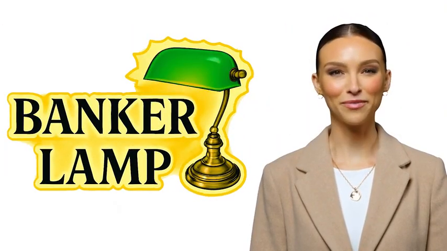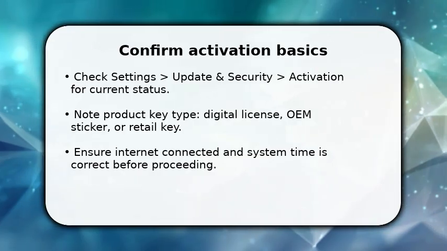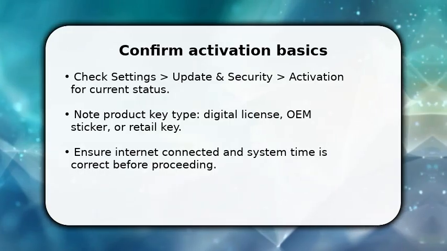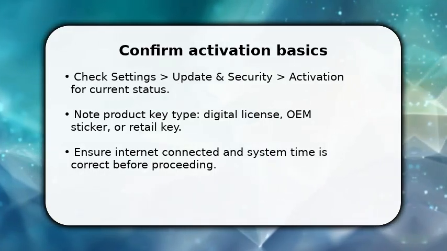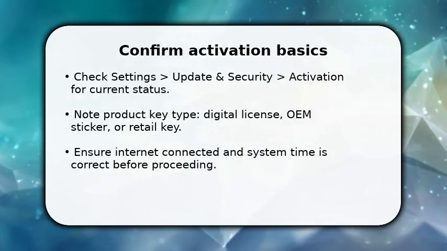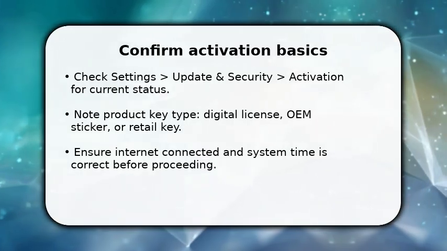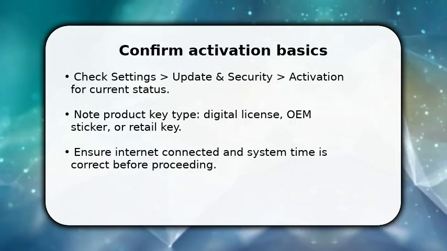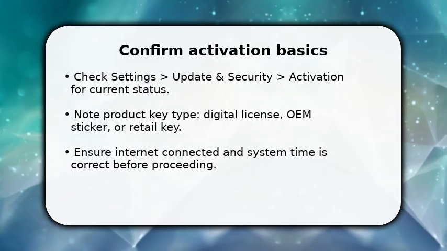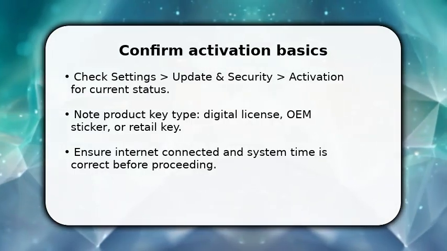Please enjoy the video. You begin by confirming the core facts. Open Settings, go to Update and Security, then Activation to read the exact error. Once done, note whether you have a digital license linked to your Microsoft account, an OEM key on a sticker, or a retail product key. Make sure your PC is online and the date and time are correct because activation relies on network checks. Fixing those first avoids wasted steps. This prepares you for a focused, legal resolution instead of guesswork.